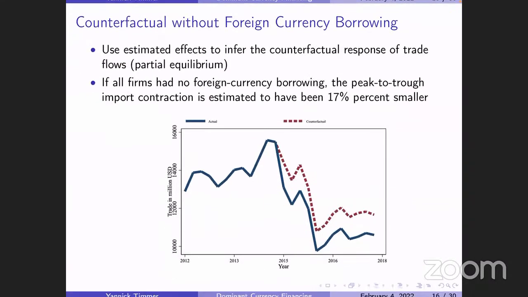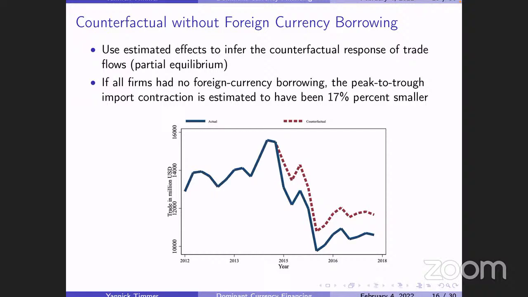So how much does our channel actually explain of the decline in imports? Of course, it doesn't explain anything of the decline in exports because our coefficients are extremely small and statistically insignificant. So in order to study the counterfactual without foreign currency borrowing, we use our estimated effects to infer the counterfactual response of trade flows, of course, only in partial equilibrium, because there could be many other general equilibrium effects going on that would affect this back of the envelope calculation. But in order to get an understanding of how large these magnitudes really are, we do this counterfactual exercise in partial equilibrium.